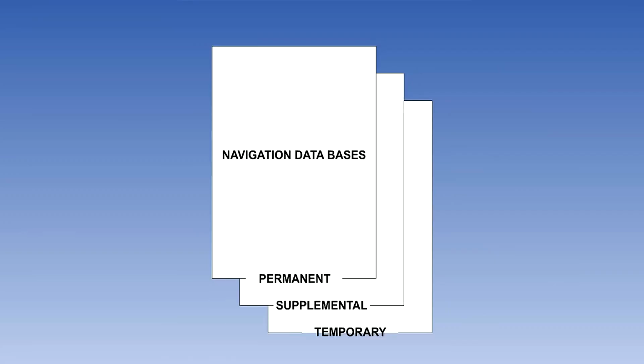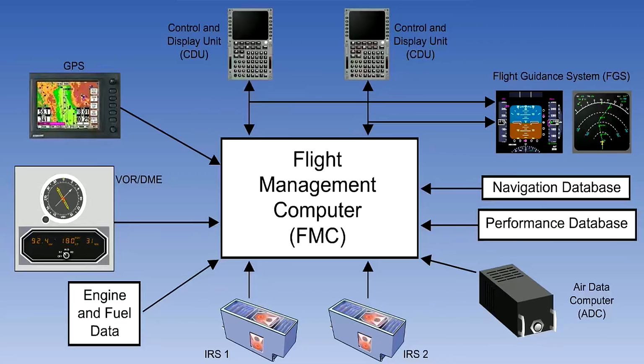There are also two other navigation databases, the supplemental and the temporary. If the pilots need to use some information not in the permanent database, such as an unpublished waypoint, they can insert it into the supplemental or temporary NAV database through the CDU. Supplemental data is stored indefinitely unless removed by the crew. The temporary NAV database is erased automatically on shutdown.